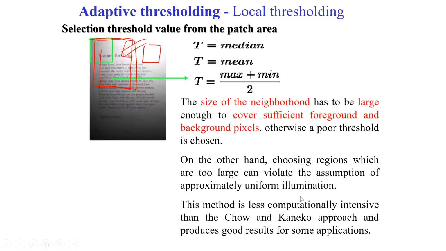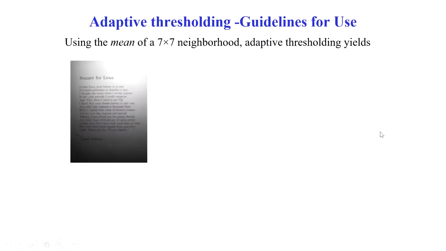The adaptive method is less intensive in terms of computation, so it's quite good for implementation in real time. In our coursework, mostly we will be relying on the mean in order to threshold the image. However, in real applications, you can use either the median, the max plus min, and so on, depending on the condition, as I highlighted previously.